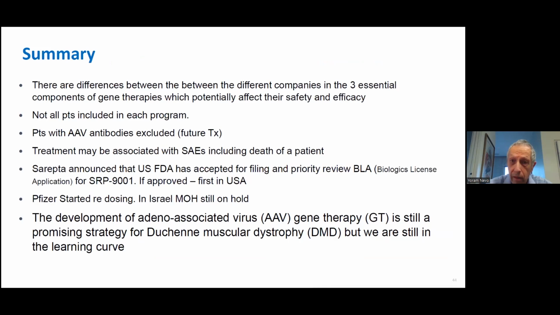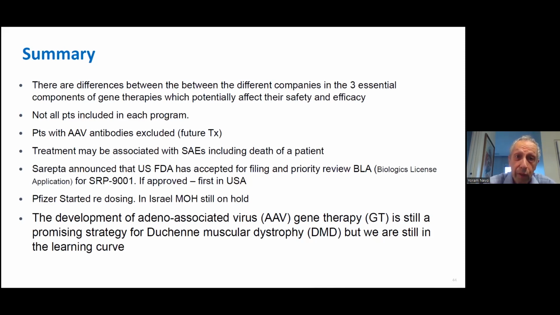So, a summary of all we have. We have only very preliminary results. All the results we have are provided by this company and presented at scientific meetings, but we don't have manuscripts in journals, so referees have not looked at them. There is a submission of Sarepta to the FDA. Hopefully, if that passes, we'll have a medication.